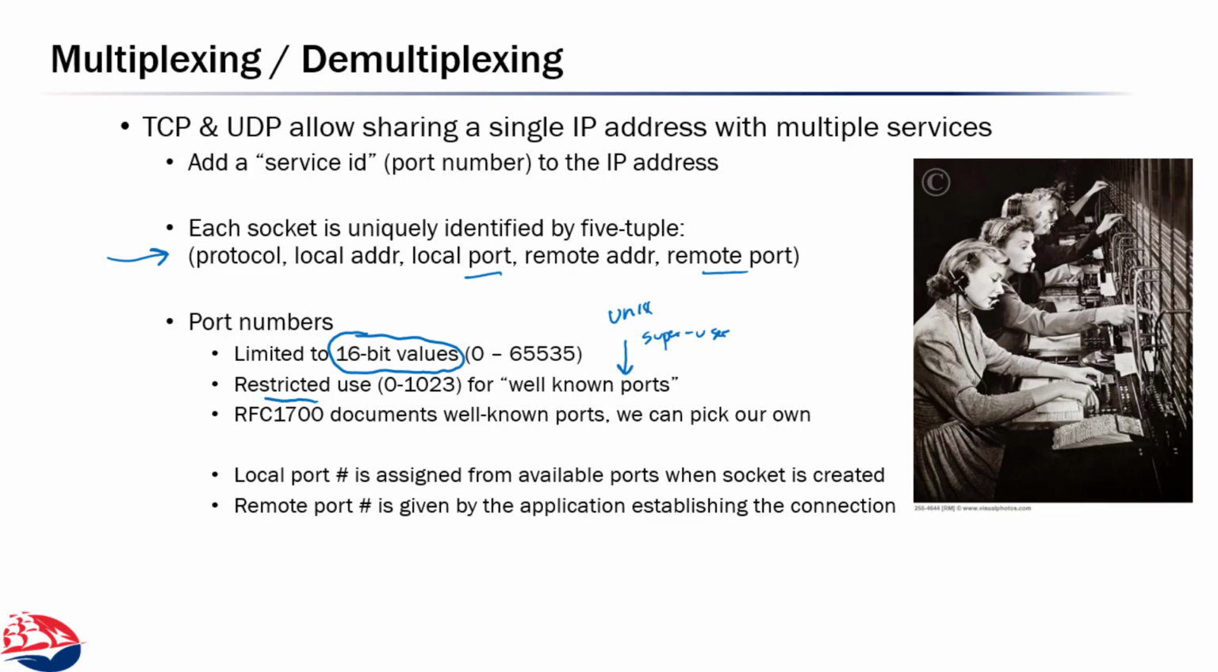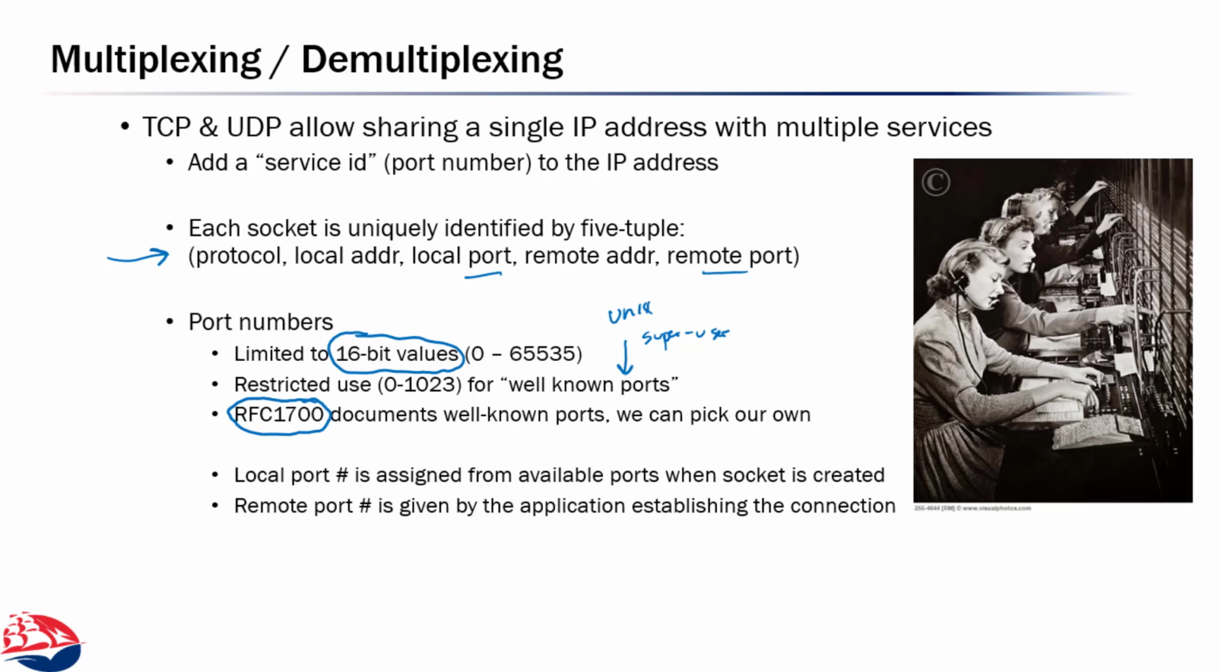RFC 1700, we've looked at RFCs before. RFC 1700 lists the officially assigned well-known ports. So before, when I said that the web server was port 80 and the SSH server is 22 and the mail server is port 25, those are defined in this RFC 1700.